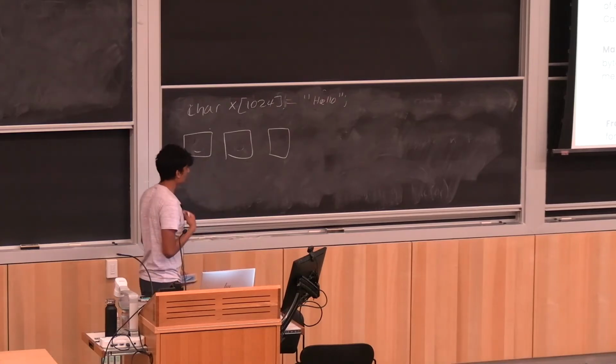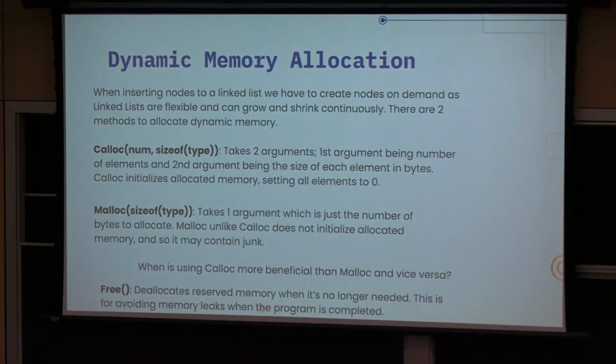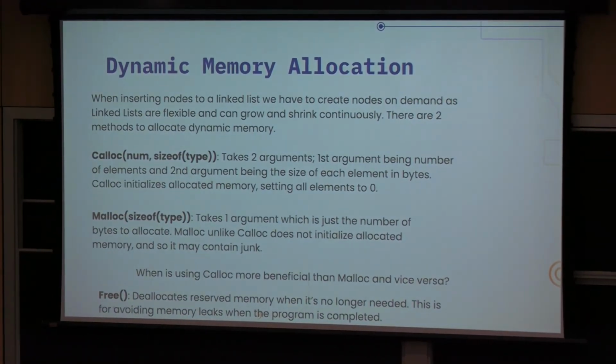So now, when we want to deallocate memory, we have to use free. Free deallocates reserved memory when it's no longer needed. In practice, we should always use free when we dynamically allocate memory, because when a program terminates, the dynamically allocated memory still remains. And this could cause memory leaks. So to avoid this, it's better to use free for any variable that we dynamically allocated.